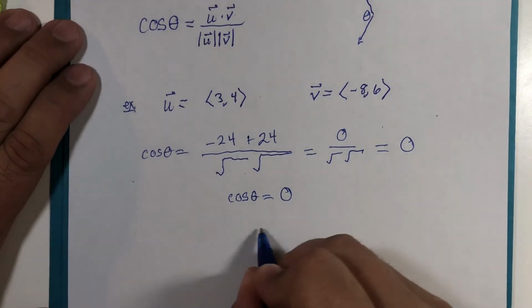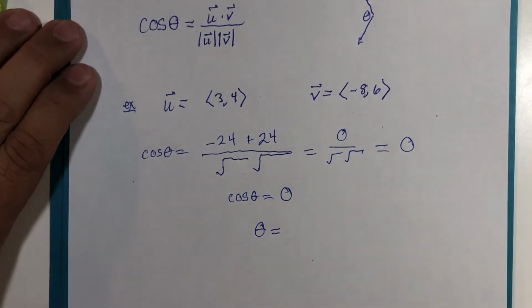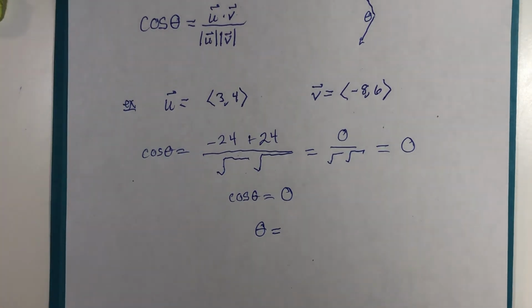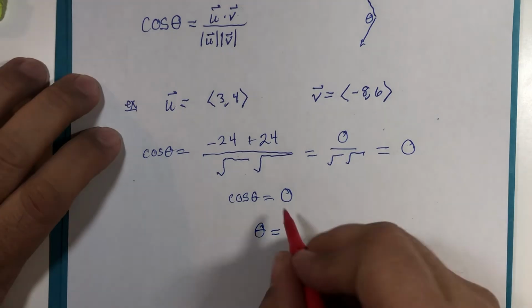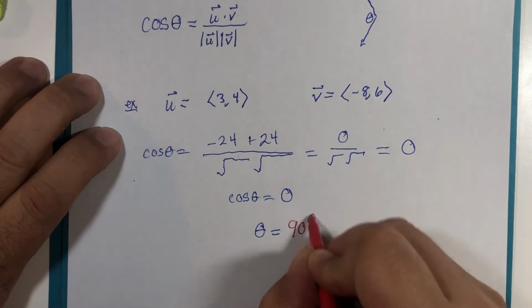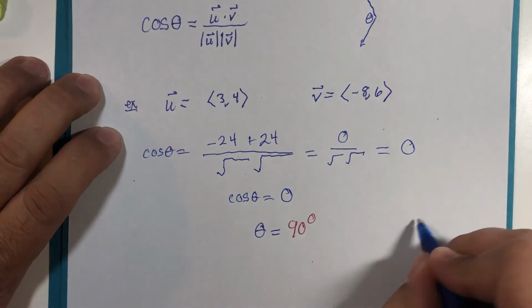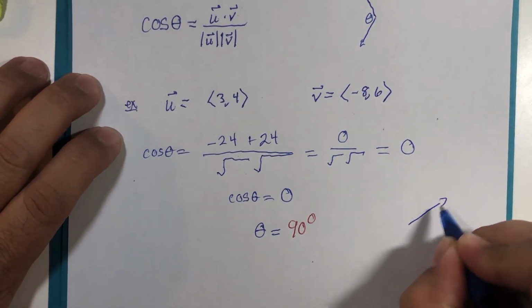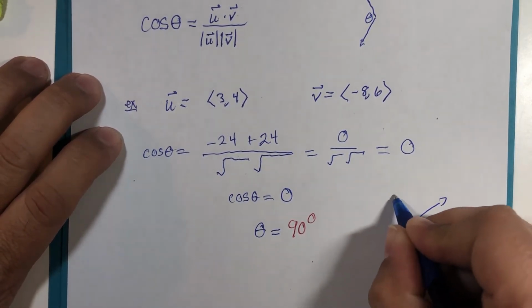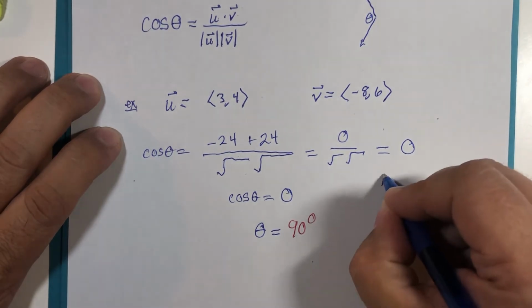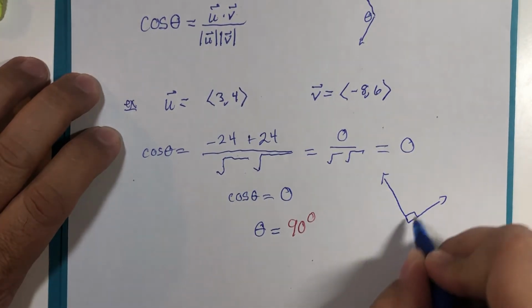So if the cosine of theta is 0, well, what's theta? You recall? Well, that's right. The cosine is 0 if theta is 90 degrees. That means, however these two vectors are oriented with each other, the angle between them is 90 degrees.